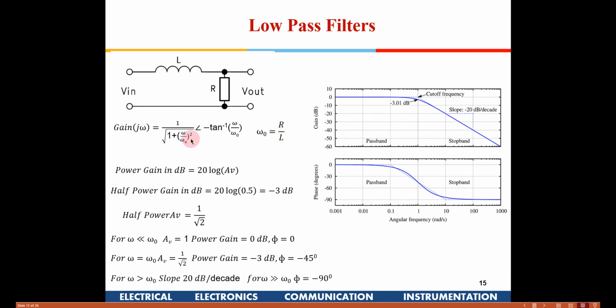For the high pass filter, here you have omega 0 divided by omega, and for the low pass it is omega divided by omega 0. So these gain and phase angle equations get inverted, and also for the low pass filter you have a negative sign coming here. So these are the differences with respect to the high pass filter.